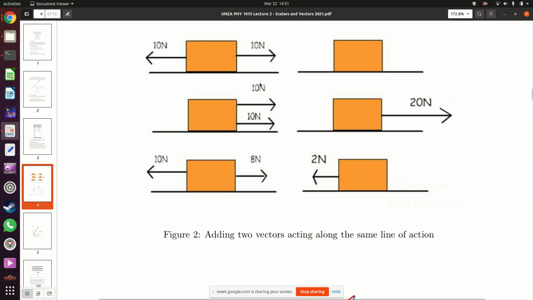Here, you've got these 10 newtons and these 10 newtons, they are acting in the same line, as in they are parallel to each other. So if you add them, 10 newtons plus 10 newtons, you end up with 20 newtons.